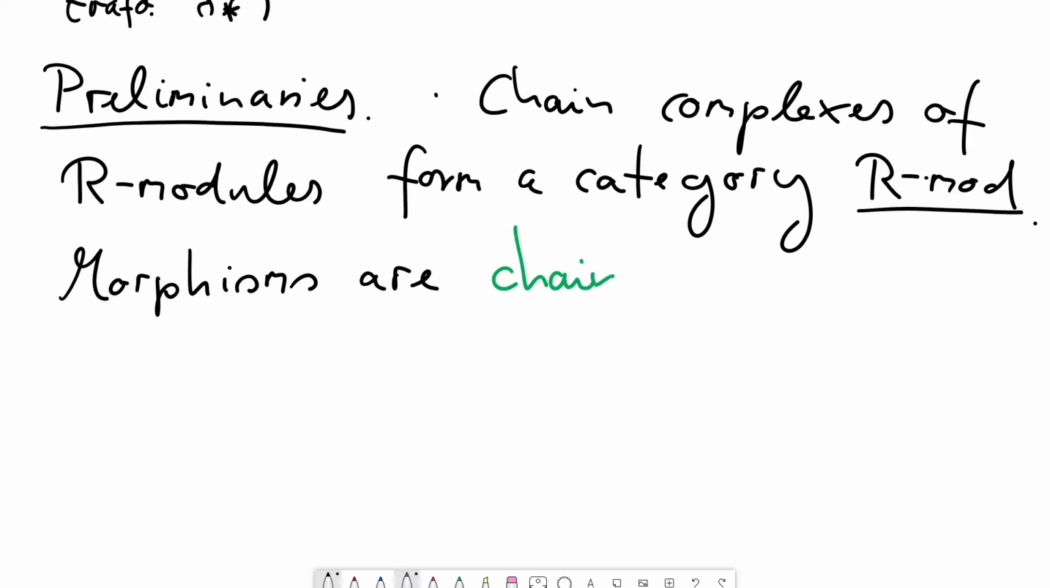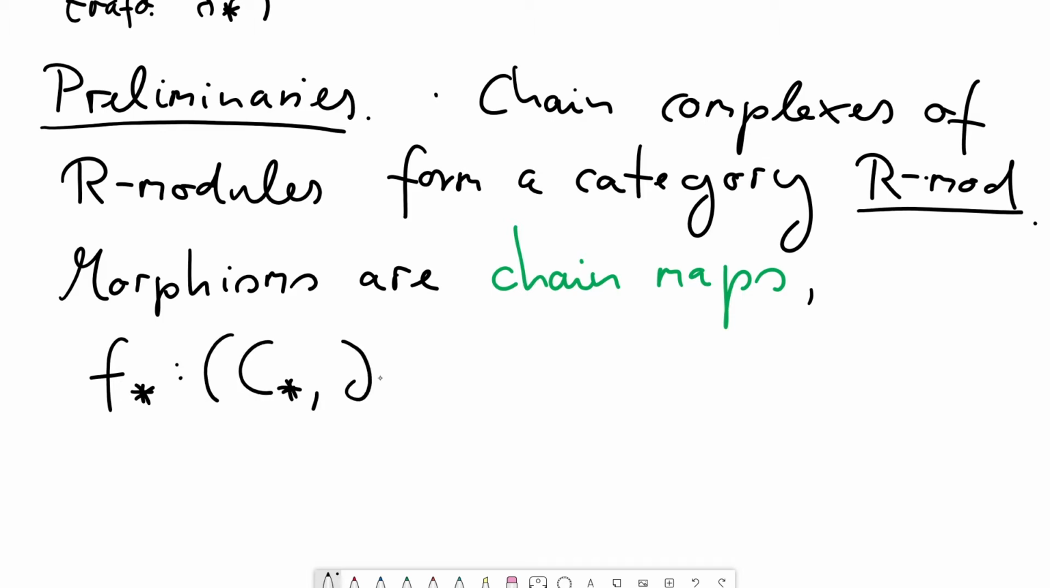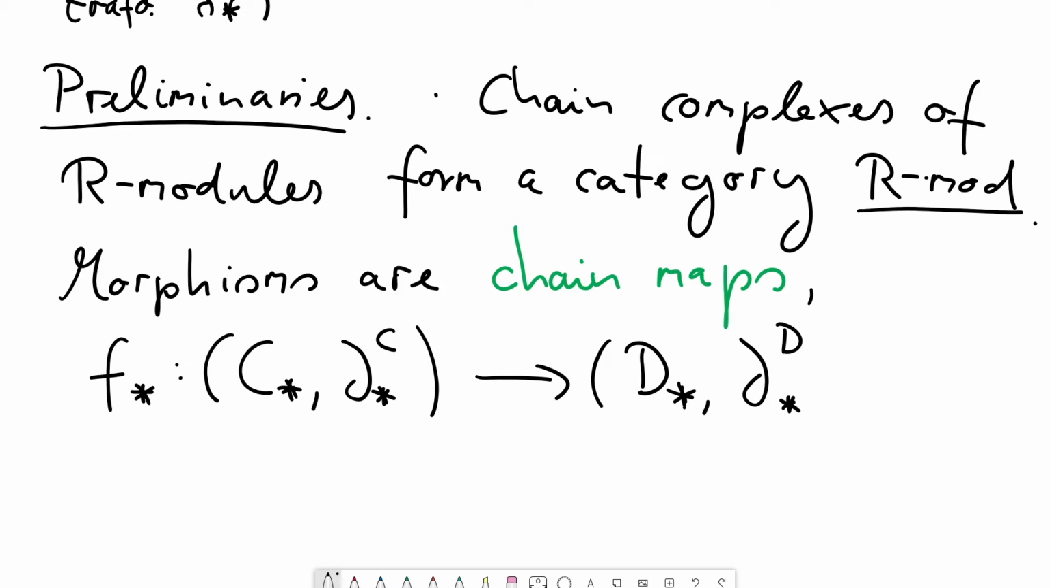Put it in green. So they look like this. We denote them again by this notation with the lower star index. And well, it now goes from one chain complex to another. I mean, of course, objects in this category R-Mod are just chain complexes. So one chain complex, let's denote it by C star with corresponding boundary homomorphism ∂ star with index C to distinguish it from the other one.